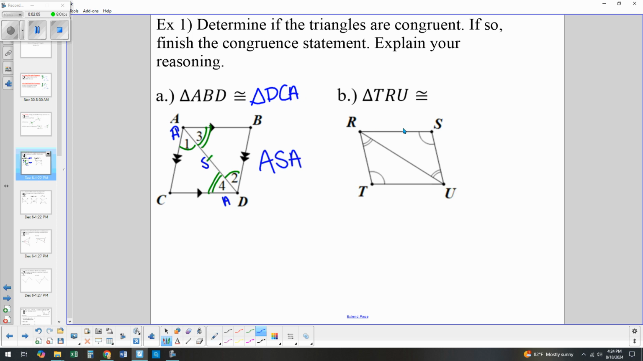In B, the only extra thing I can mark is my reflexive side. And now I have an angle here, and this is my side. Connecting my angles together does not form that side, so this would be AAS. And in this triangle TRU, I went single mark, double mark, none. So in the other triangle, single, double, none would be SUR.